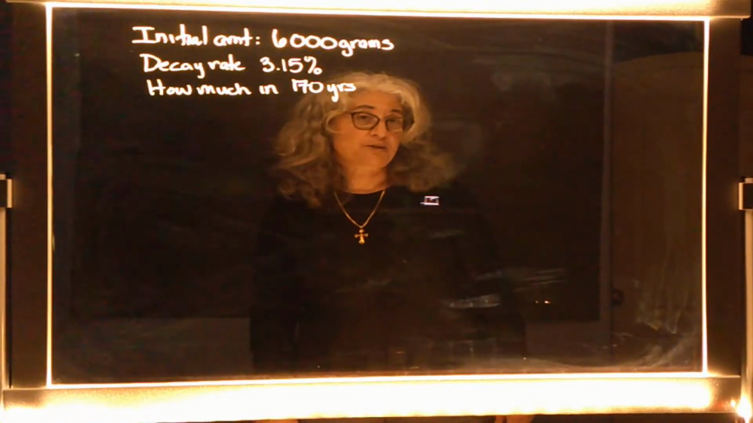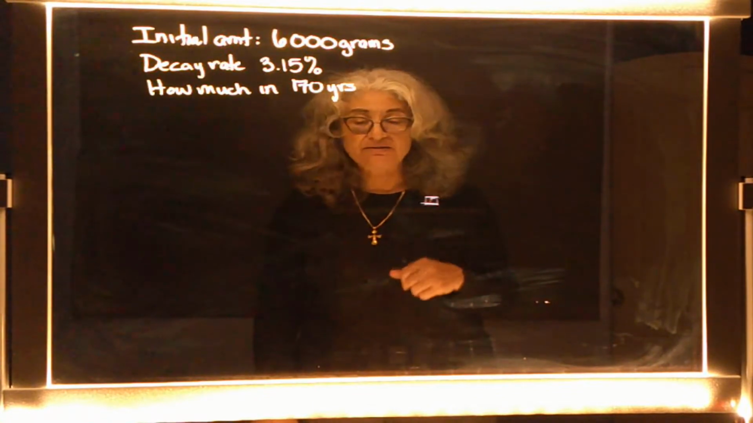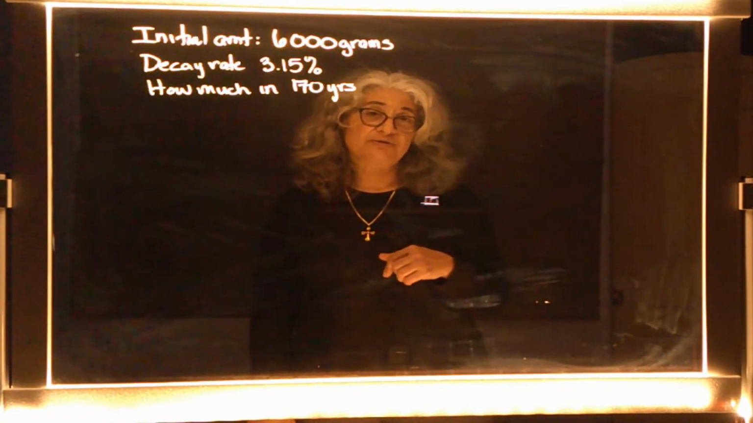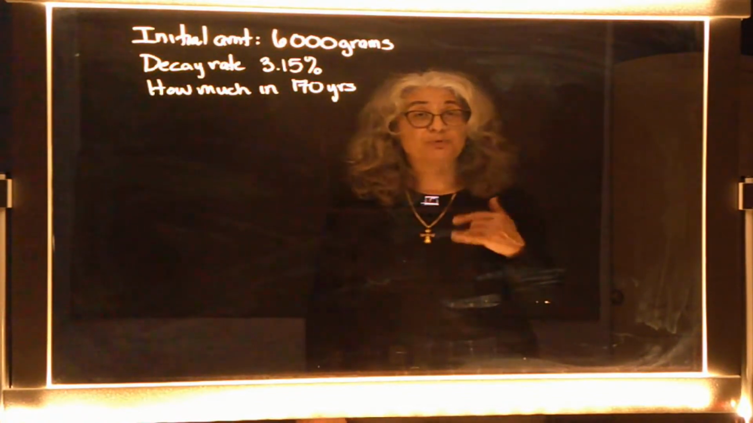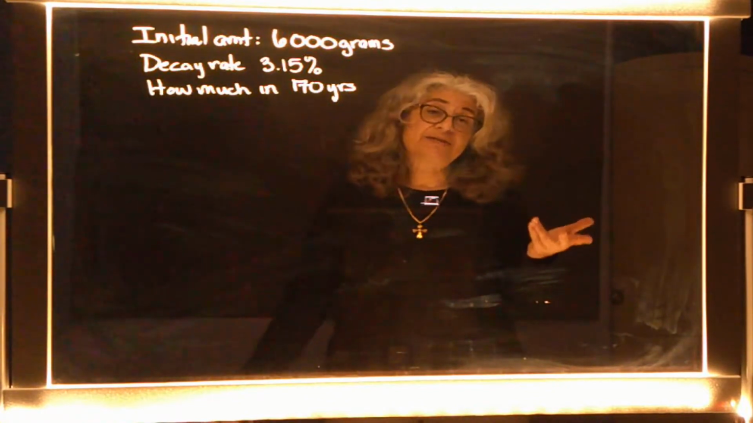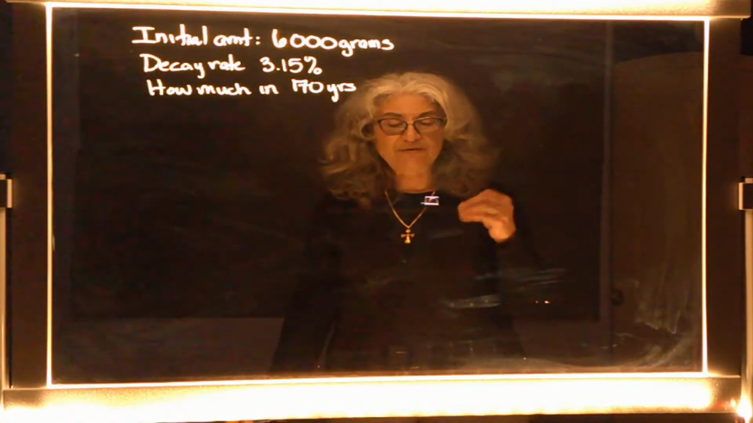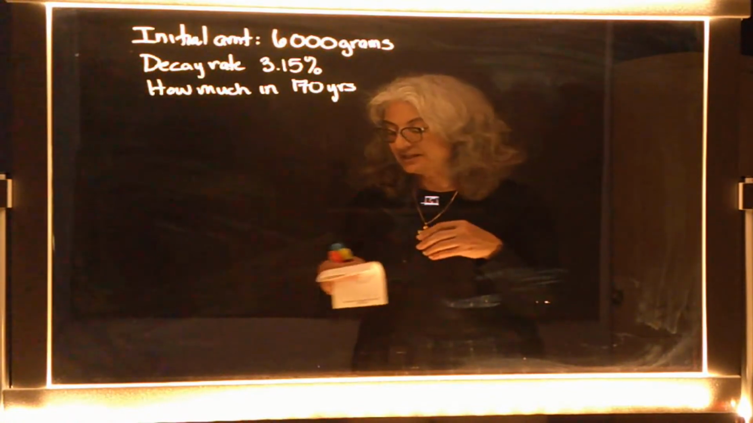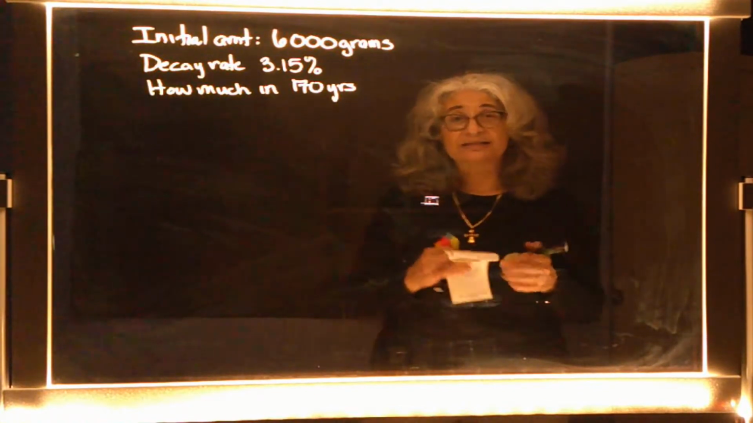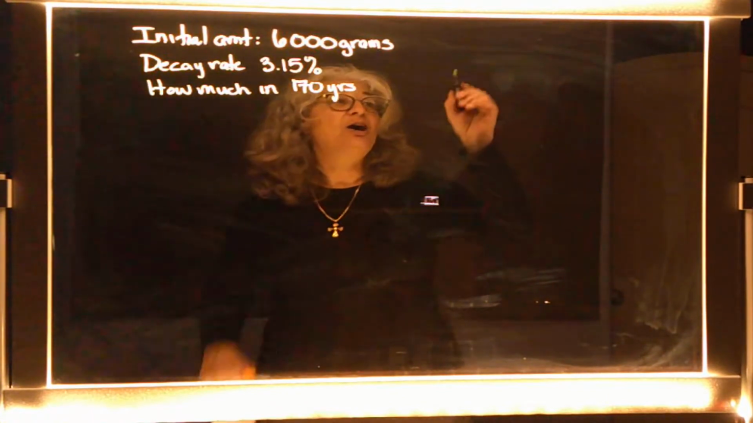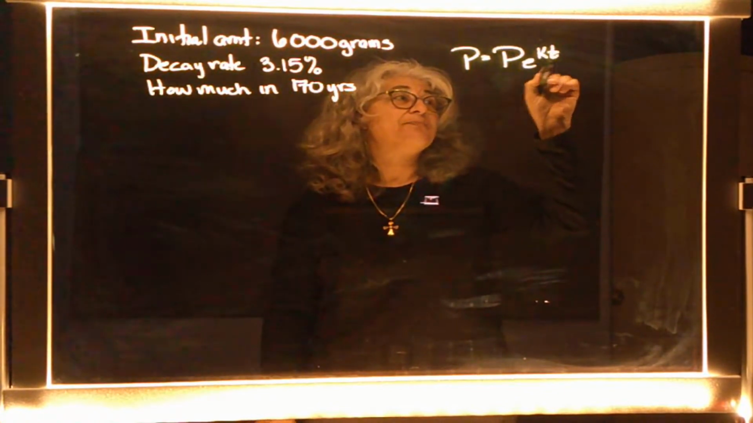All right, so let's look at the next problem. It says, of an initial amount of 6,000 grams of lead-210, how much remains in 170 years? Oh, and by the way, lead-210 decays at a rate of 3.15% per year. Okay, so they didn't give us any formula for this one, so you're like, well, how do I know what kind of model it is? Well, if you notice, it gave you a decay rate. So as soon as it gives you a decay rate, the implication is that you are dealing with an exponential decay model, which means our formula looks like this.